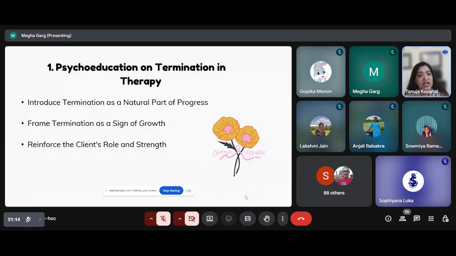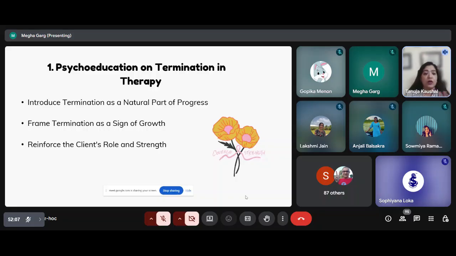So termination is introduced as a natural part of progress, and you frame termination as a sign of growth and reinforce the client's role and strength. Termination should not be perceived as abandonment by the client. It is not just the end, but we are trying to foster independence, and this is introduced as a normal part of the CBT process. It also means that your client has made some progress, and this is how you should present the idea to the client too, that they have built important skills and reached their goals to a great extent. May not be completely and entirely, but if you have worked through your goals up to 70%, then you can start to work towards termination.